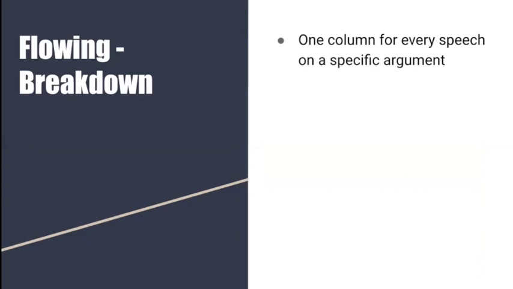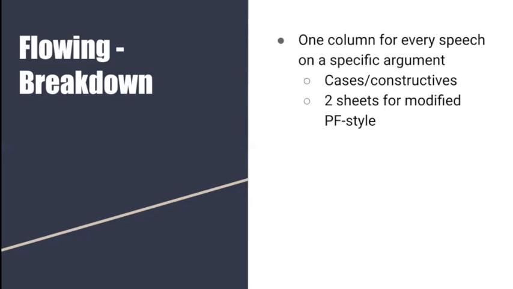So, the breakdown. In flowing, you'll typically have one column for every speech on a specific argument, and you'll have one sheet of paper for one specific argument. By specific argument in our modified PF style for the tournament, it'll be your cases and constructives. So you'll have one sheet of paper for your AF constructive and one sheet of paper for your neg constructive. And then every time someone puts an answer on there or extends a point on that specific constructive, you write it down on that sheet of paper. So you're keeping those two arguments apart on two sheets of paper. Two sheets, like I mentioned, and you're writing down what is said in that specific speech.